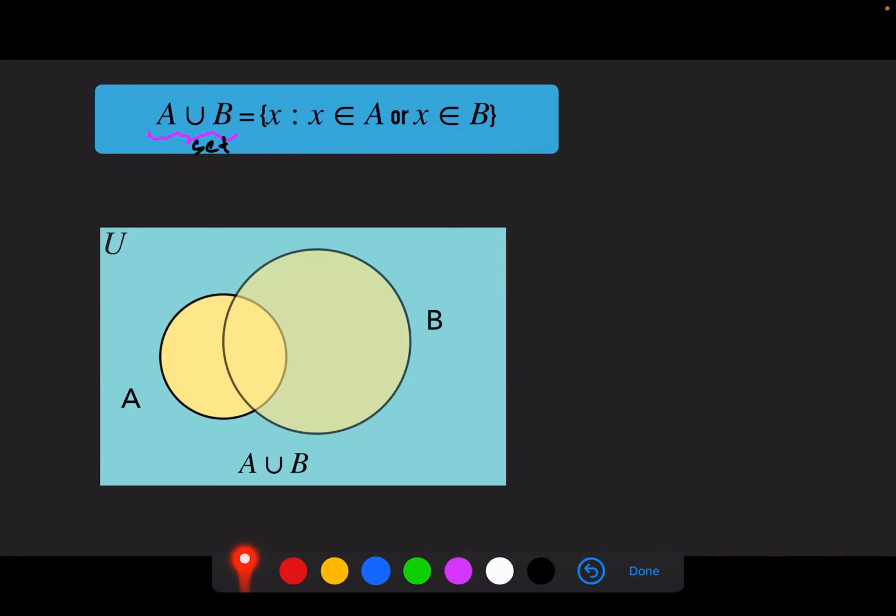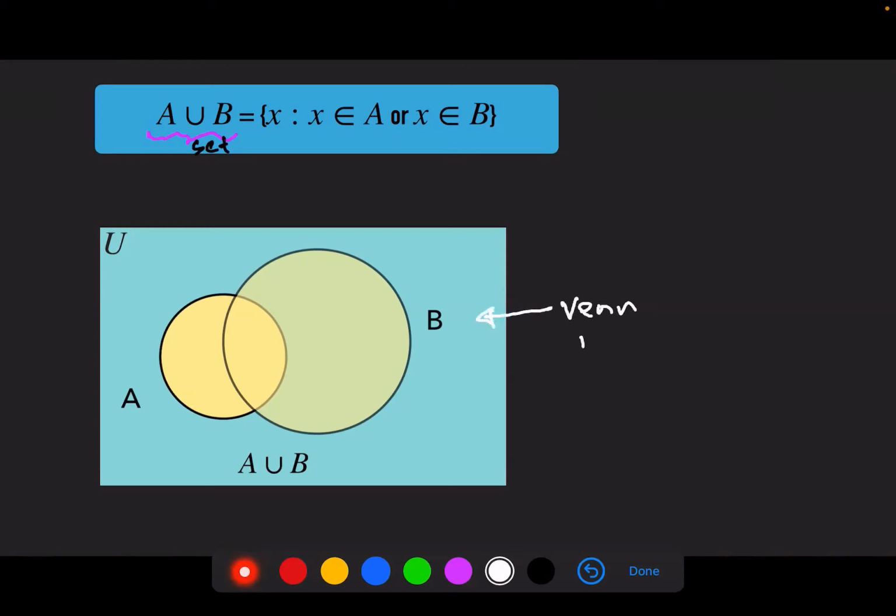If you have an element which is in A, it will be part of A union B. If you have an element in B, it will be part of A union B. Now, whenever you look at OR, it always includes both. So if an element is present in A and B, you're going to include that, but only once, in the A union B set. And then these are the Venn diagrams I was talking about.